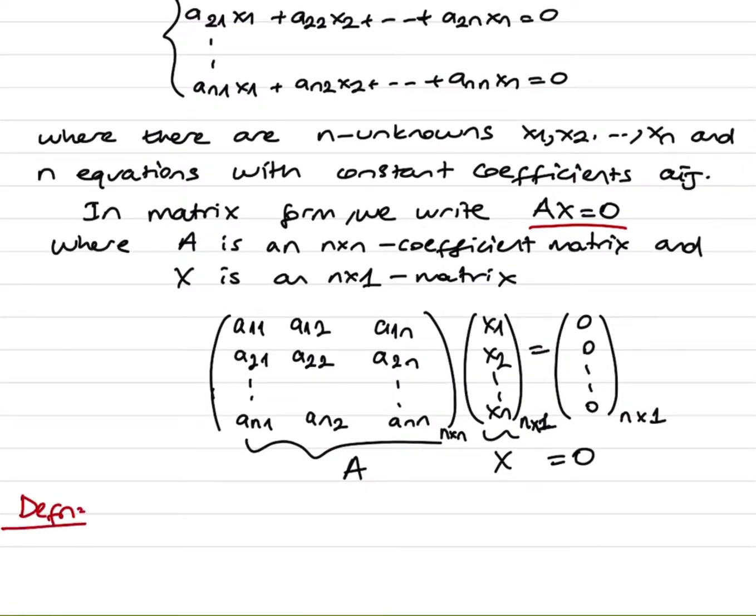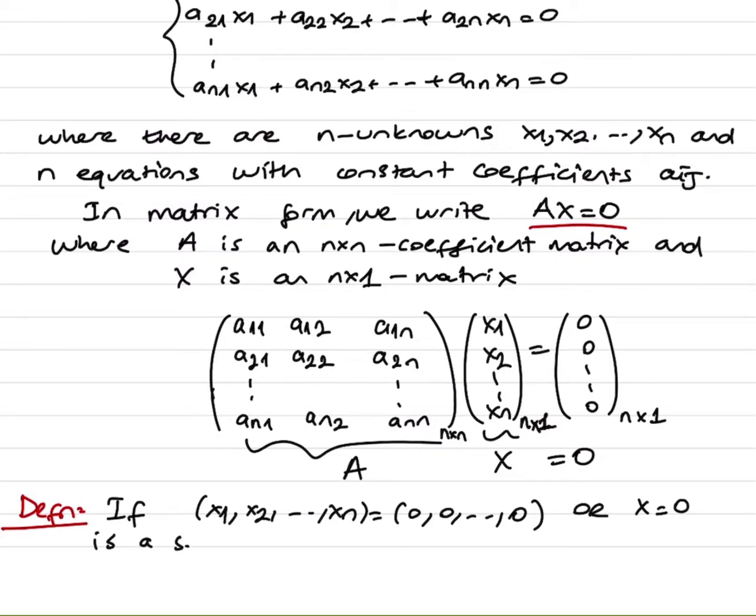Okay, let me give a definition. What is a trivial solution? If x1, x2, xn are all 0, so x is equal to 0, then A times x is always 0, right? So this is a trivial solution. x is equal to 0 is a solution, A times 0 is equal to 0, and we call this solution a trivial solution.